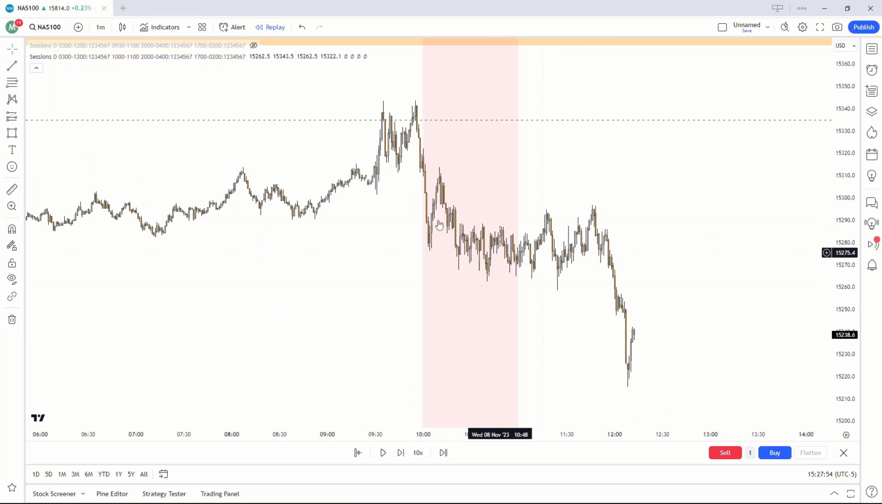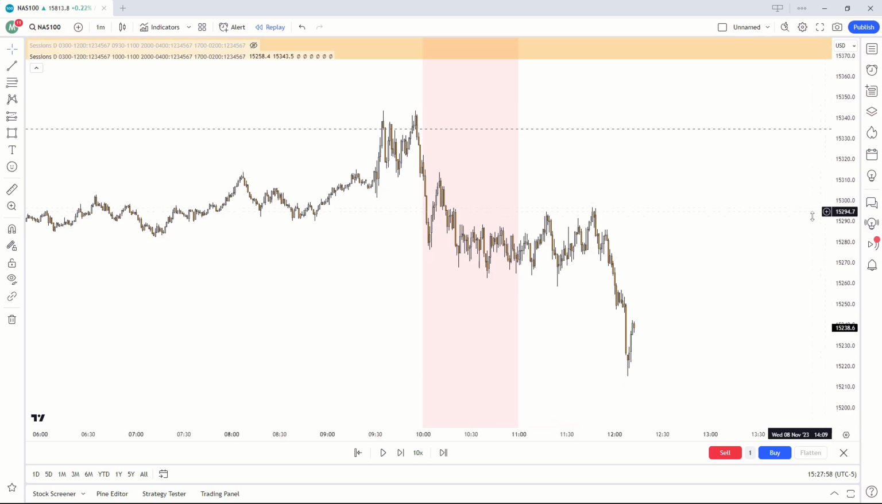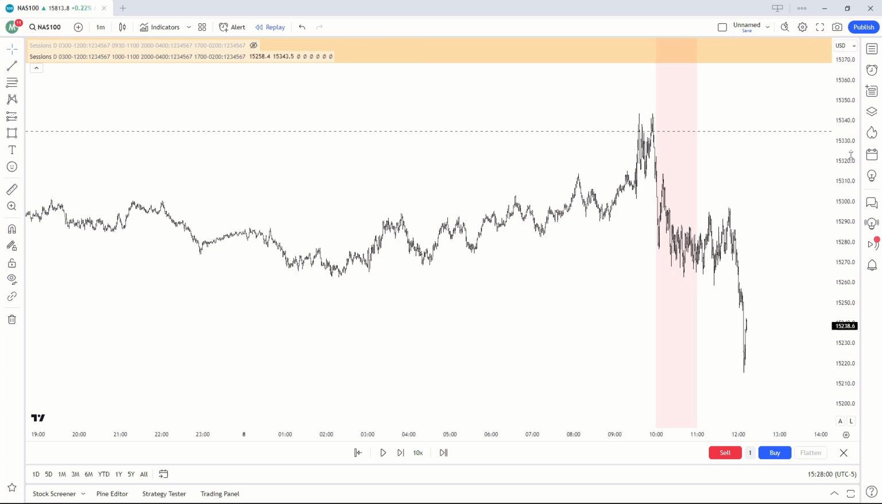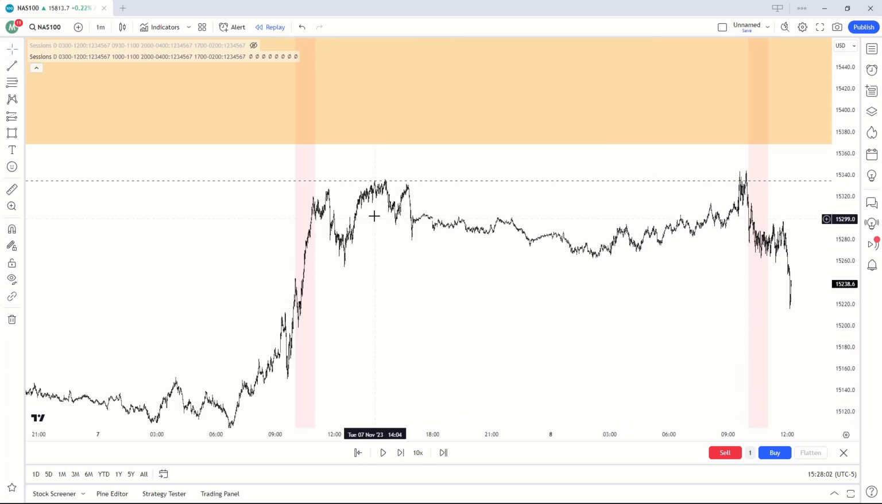Alright, on to the third and final example on NAS 100. Now, I'm going to run through this a bit quicker as I hope you guys are familiar with the strategy. So it's a simple 3-step strategy, guys, if you have not caught on.